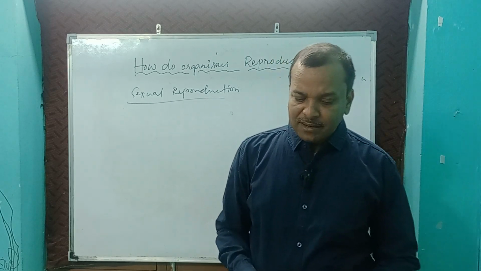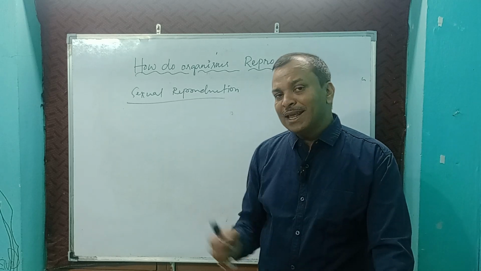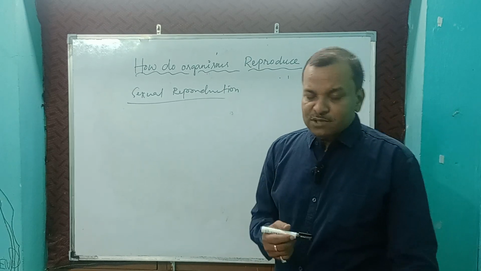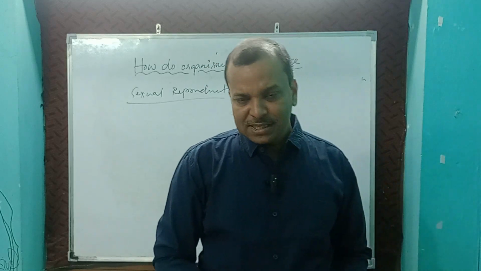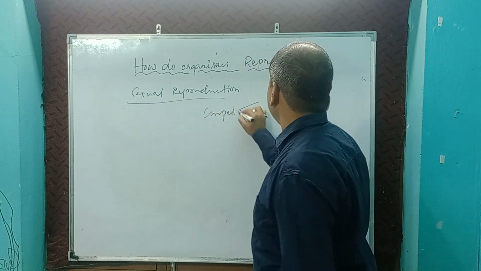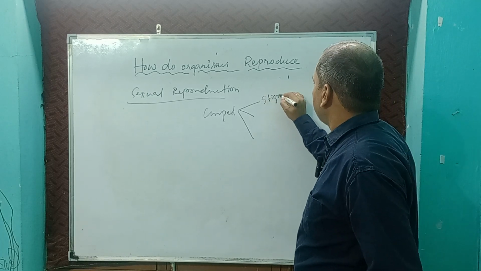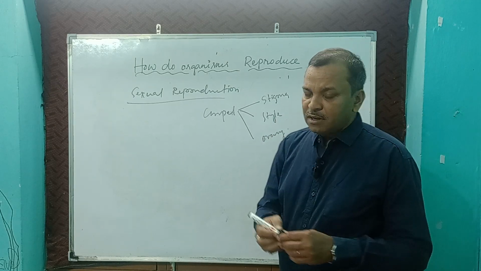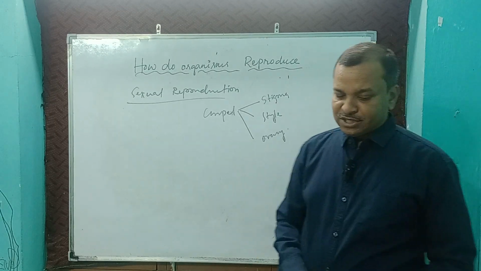Next one is stamen. Stamen is the male reproductive part, and anther is the male gamete. Remember these things because this might come in your exam. Next, filament is the tube. Next, carpel or pistil. Carpel consists of three things: stigma, style, and ovary. You can refer to the figure given in the NCERT book. Ovary is the female gamete.